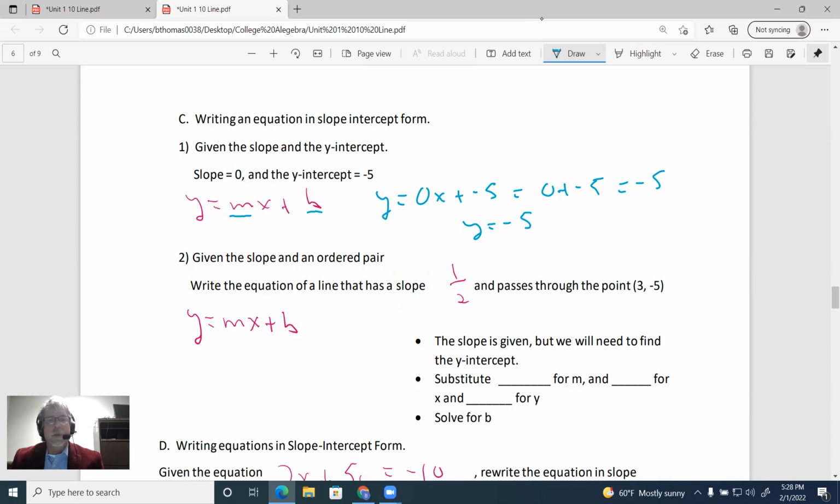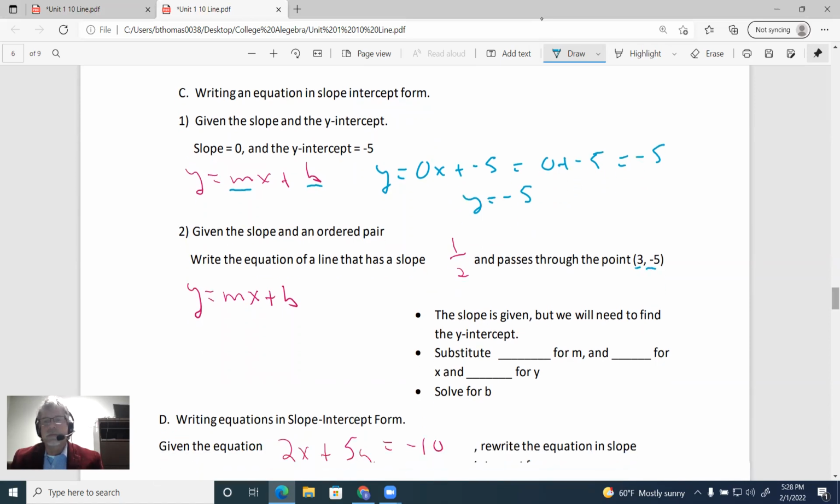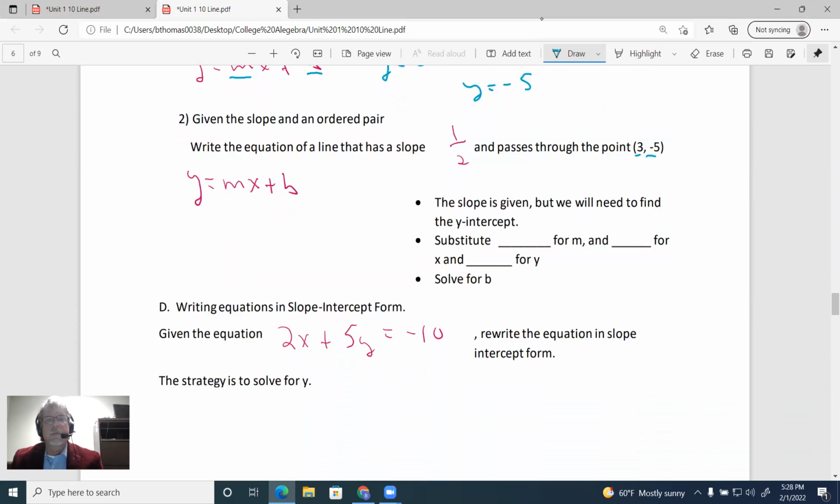Now, sometimes you're going to be given a slope and an ordered pair. So: write an equation of a line whose slope is 1/2 and passes through the point (3, -5). To do this problem, again we start with y equals mx plus b. The slope is given, so m is going to be 1/2, but we still need to find the y-intercept. We don't know what b is, but we do know what x and y are. That's where this 3 and this -5 come into play, because they're an x value and a y value.